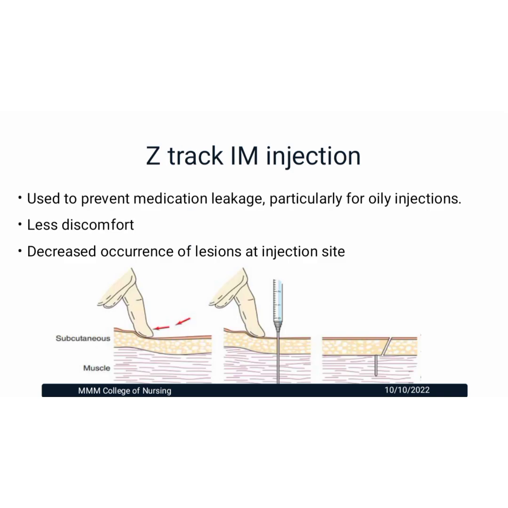Z-track IM injection. It is used to prevent medication leakage, particularly for oily injections. It can cause less discomfort to the patient. In this technique, there is decreased occurrence of lesions at the injection site. When administering medication with the Z-track technique, slightly retract the skin and perform the injection. Once the medication is completely injected and the needle is withdrawn, release the skin. When released, the way the needle was inserted forms a Z-like pathway so that the medicine will be sealed and cannot leak outside.